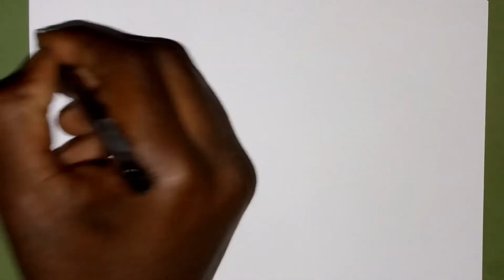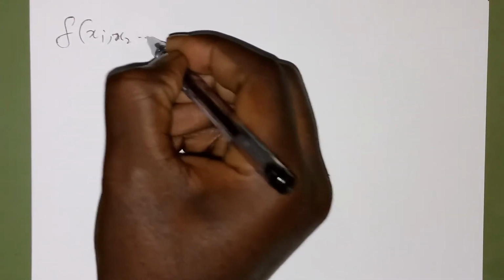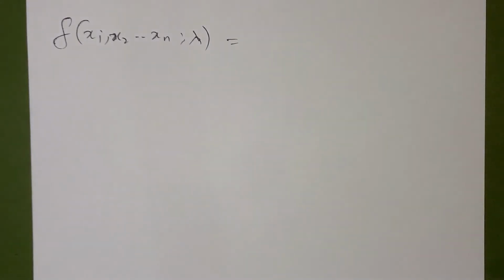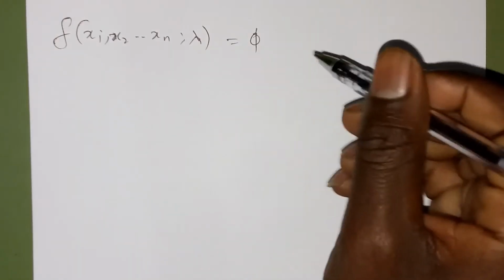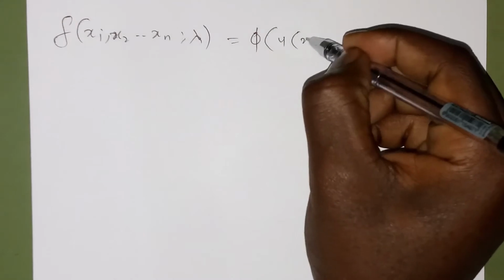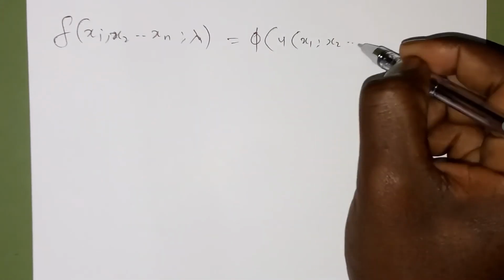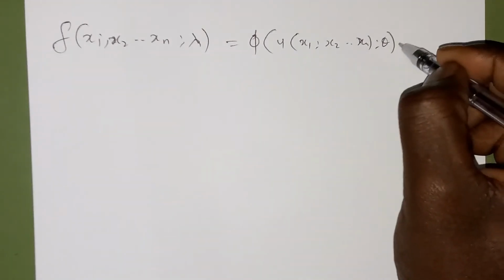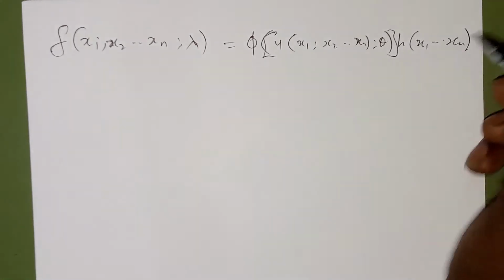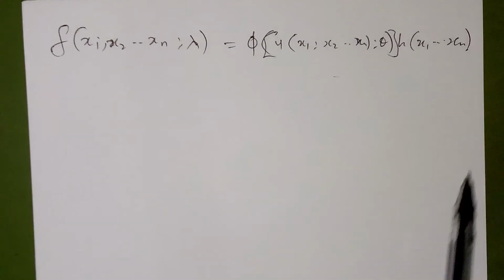Before we get into our calculations, let's rewrite the form of the factorization theorem. Here we have f(x1, x2 through xn; lambda). We have to factor this into two components. The first one is a function which depends on lambda through the function of our sufficient statistic, u(x1 through xn), multiplied by another function h(x1 through xn). If we can separate this into two components like this, then we are good to go.